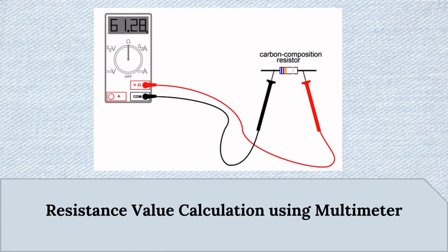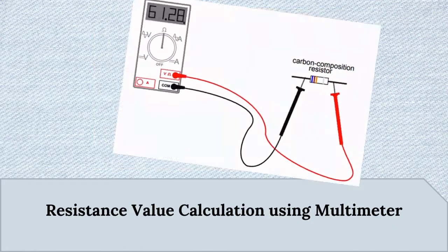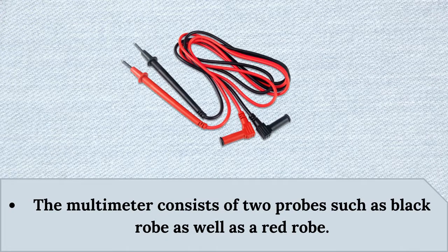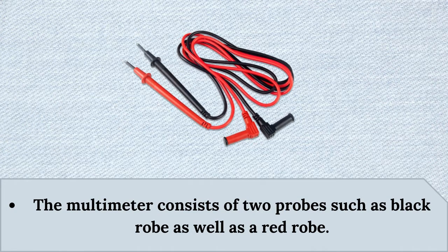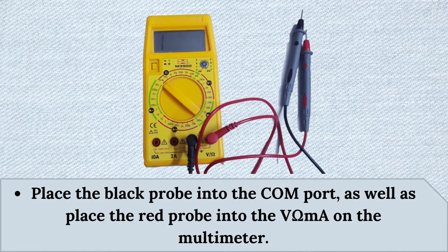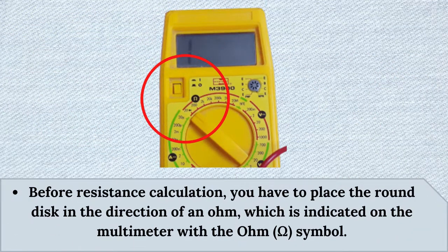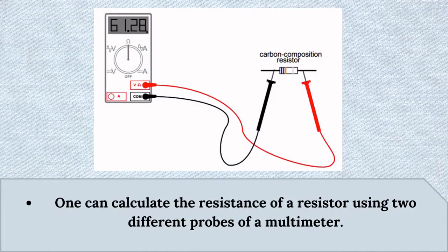Resistance value calculation using a multimeter. The multimeter consists of 2 probes: a black probe and a red probe. Place the black probe into the COM port and the red probe into the V-ohm-mA port on the multimeter. Before measuring resistance, you have to place the rotary disc in the direction of ohm, which is indicated on the multimeter with the ohm symbol. One can then measure the resistance of a resistor using the 2 probes of the multimeter.